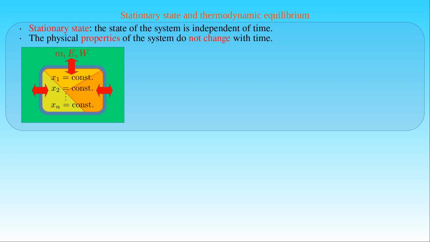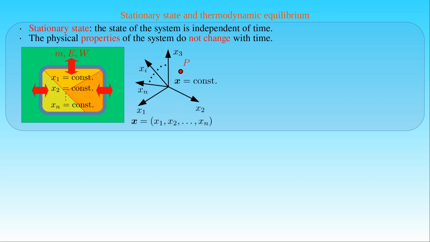physical properties with time. If the point P represents the steady state in the n-dimensional state space, then the vector x constructed from the generalized coordinates of the system is a constant vector. As a result, the steady-state system will never leave this point during its time evolution, and the trajectory of such a system is only the point P representing its initial state in the state space.